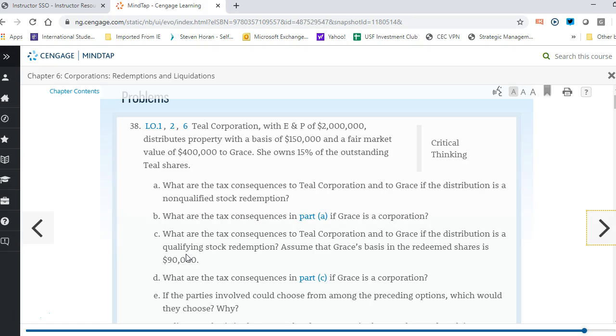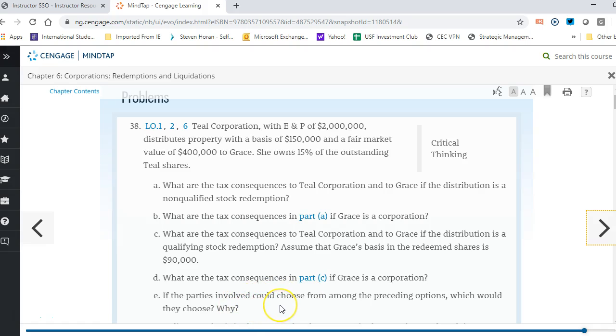Okay, so she got a better deal with C than she would with A. For Part D, what's the tax consequence in Part C if Grace is a corporation? The same. Nothing's changed there. I'm sorry, I got ahead of myself. So if Grace is an individual for C, she has a long-term capital gain of 310. For D, it's the same answer for what's the tax consequence if she's a corporation? Same answer. 310 long-term capital gain and she pays the 21% tax rate as a corporation on that.